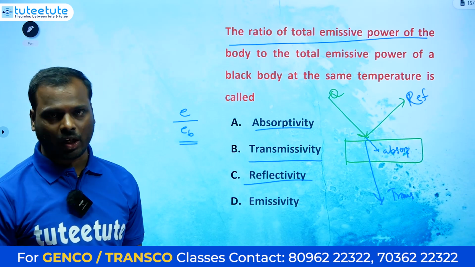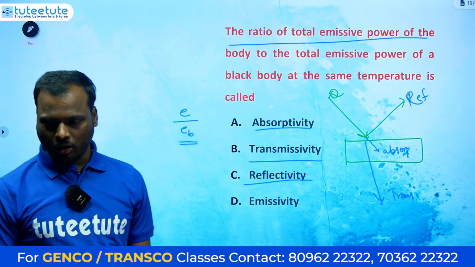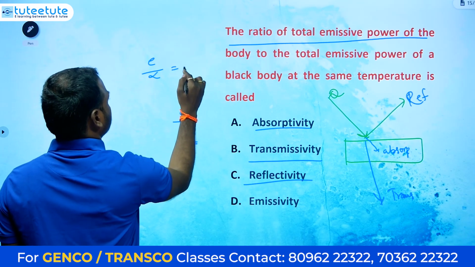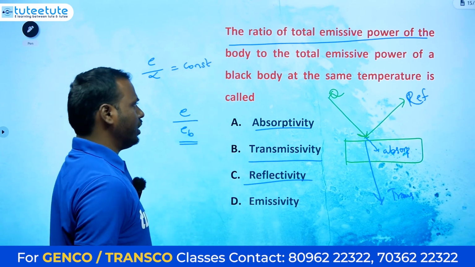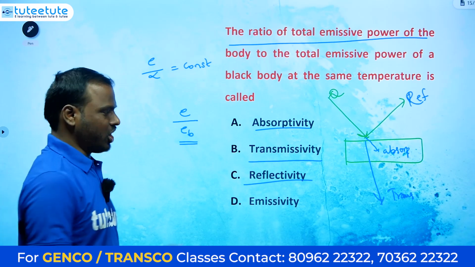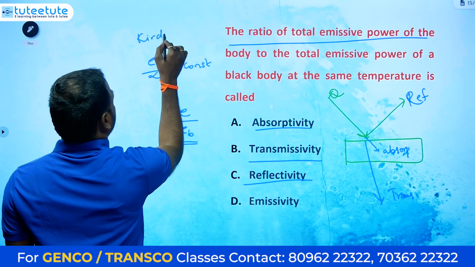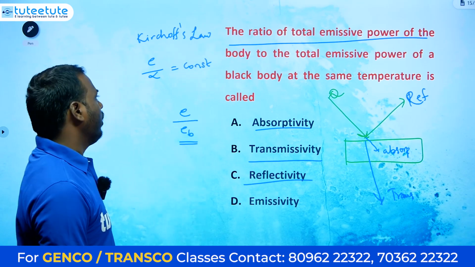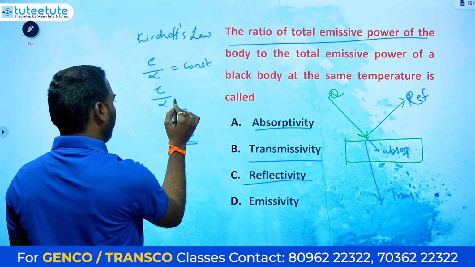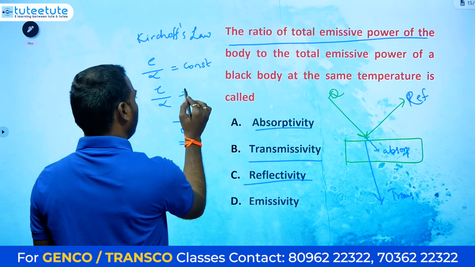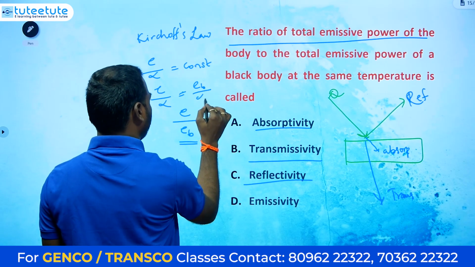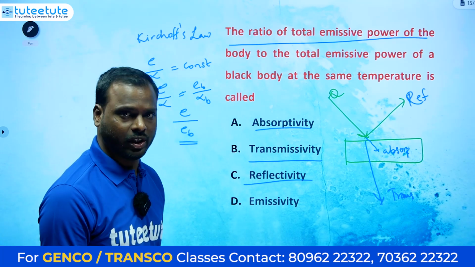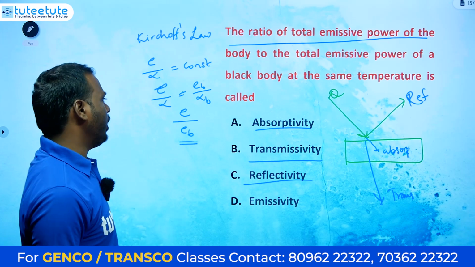According to Kirchhoff's law, E by alpha is a constant. We can write down that E by alpha for any body is equal to EB by alpha B. Yes or no? Because it is a constant always. Whatever body you are taking, it is a constant. E by alpha is equal to EB by alpha B.